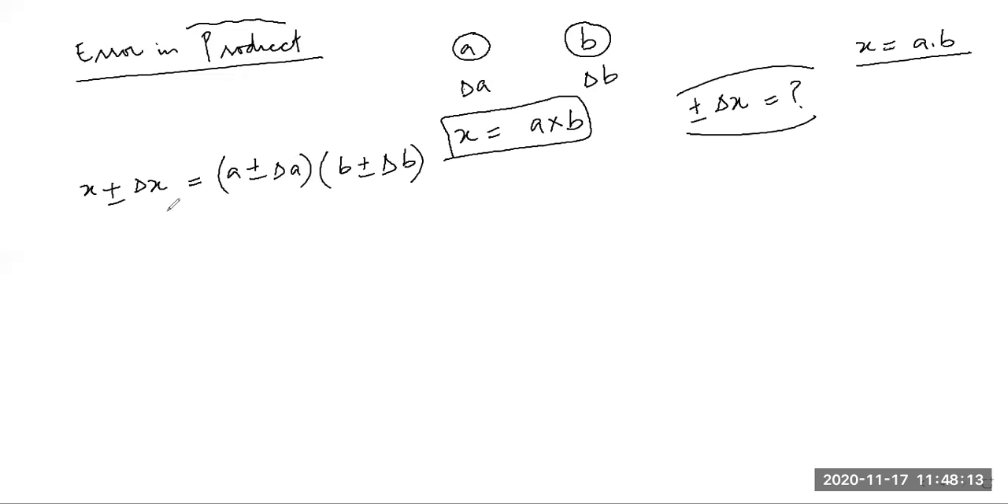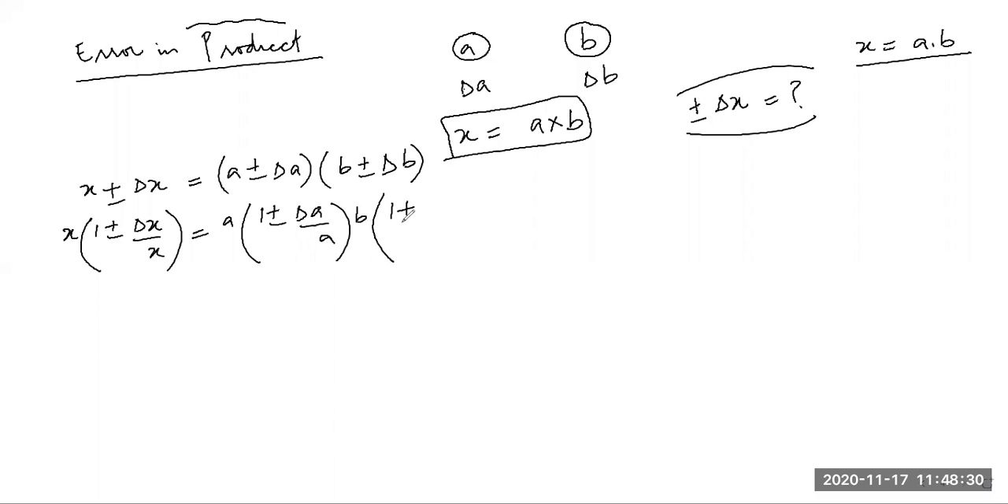So how will we do? We will take X common from here. So what will be inside? 1 plus minus delta X by X. Here you will take A common. It will be 1 plus minus delta A by A. You take B common. It will be 1 plus minus delta B by B. Now you see, this is AB. AB is equal to X. Already we have defined AB is equal to X. So this cancels. So ultimately what we get, 1 plus minus delta X by X.